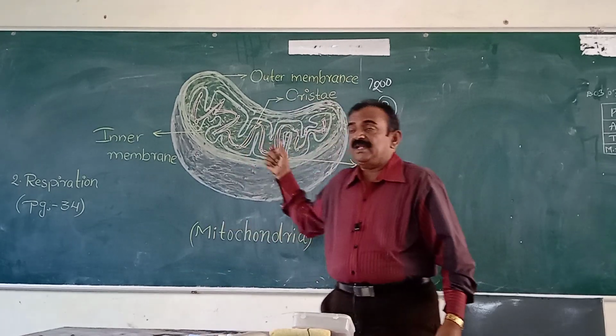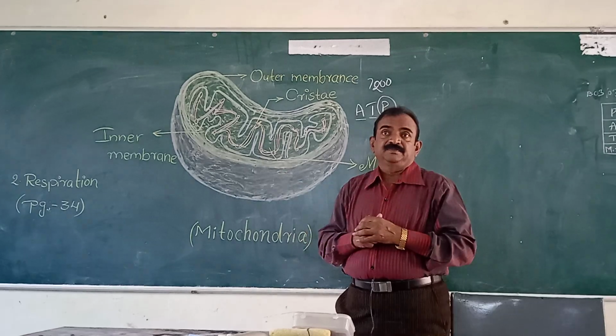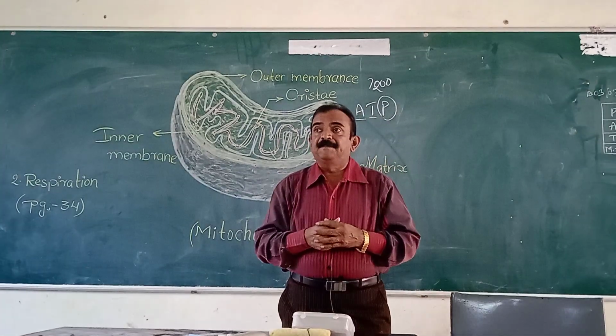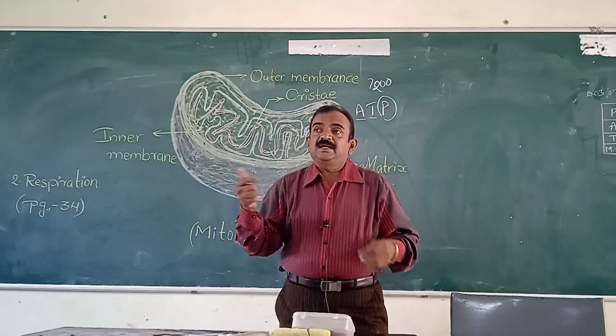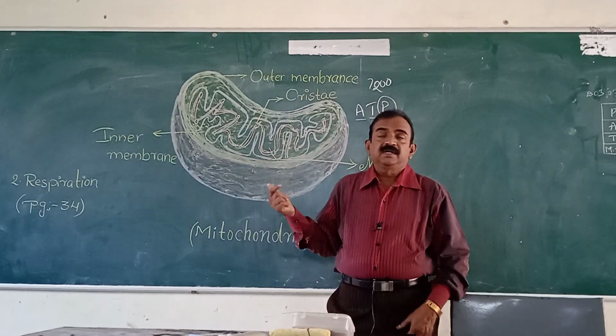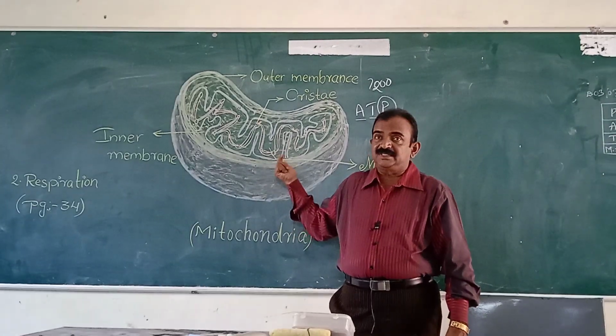Okay, now I am telling briefly the structure of mitochondria. This is important. In the annual examination, this year we are writing in the month of April, and this question may be asked. So all units are important. I am telling this one, that is mitochondria, page number 34. There you see this diagram.